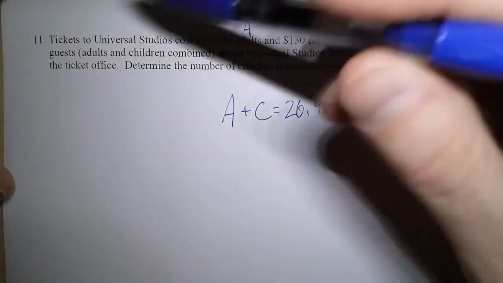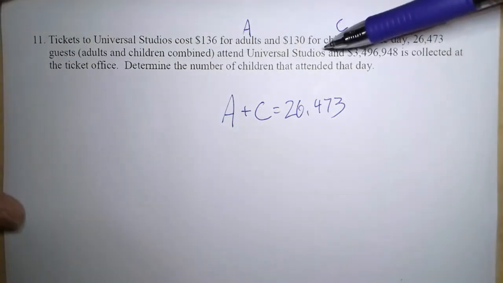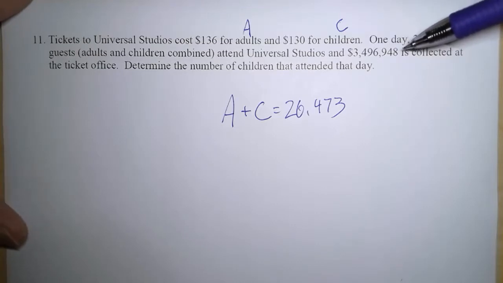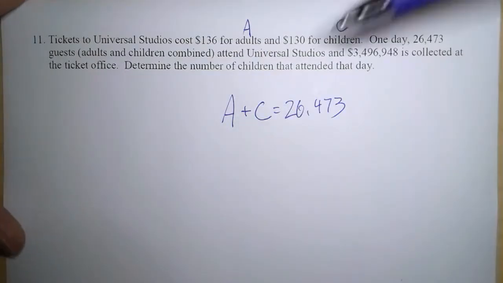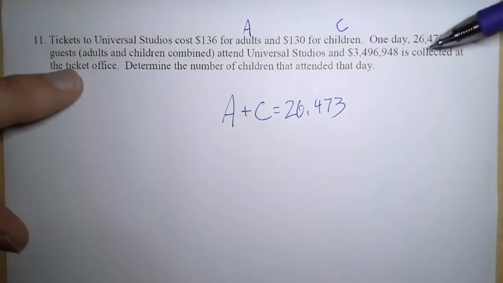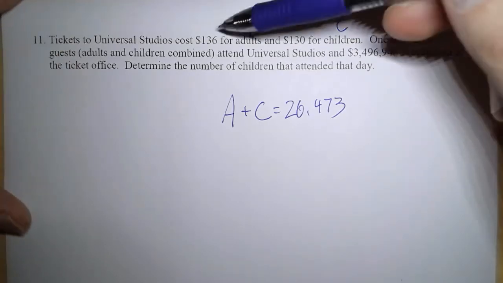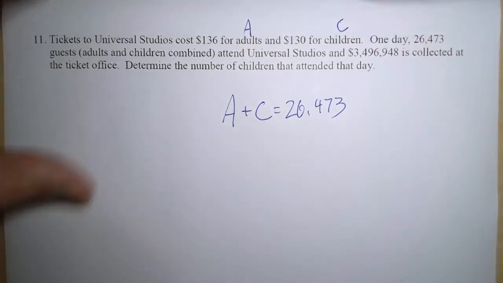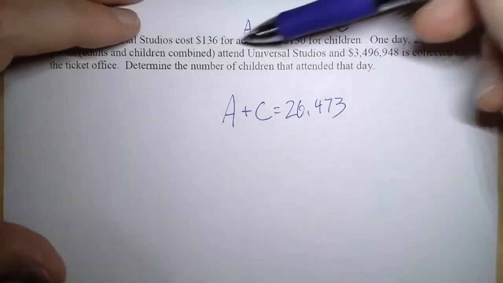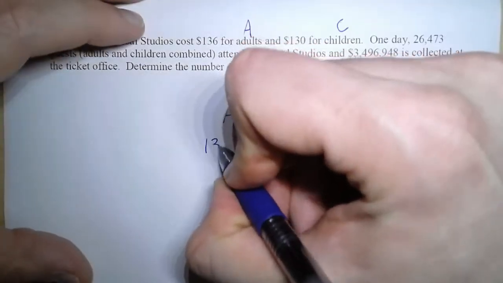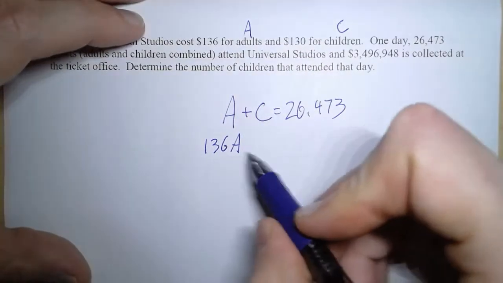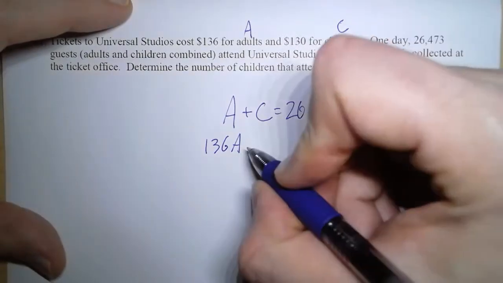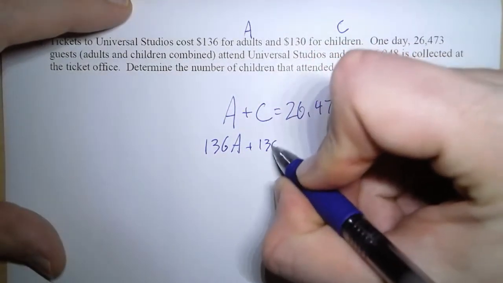So 26,473 guests attended Universal Studios and $3,496,948 is collected at the ticket office. This information is what gives us our second equation because each adult is going to pay $136. So we don't know how many adults there were, but 136A is how much money was taken to get the adults to enter. Now, same thing for children, except the children paid $130.